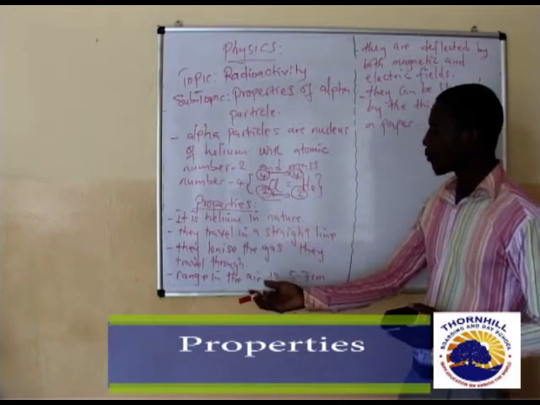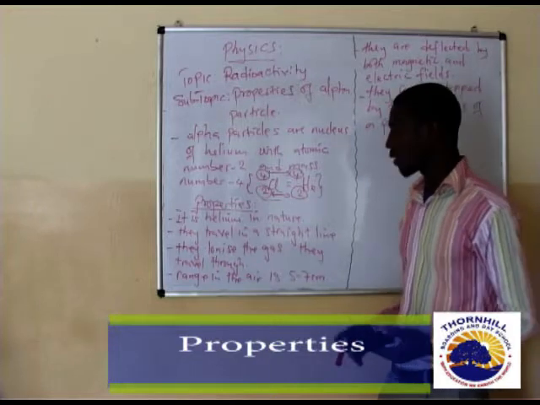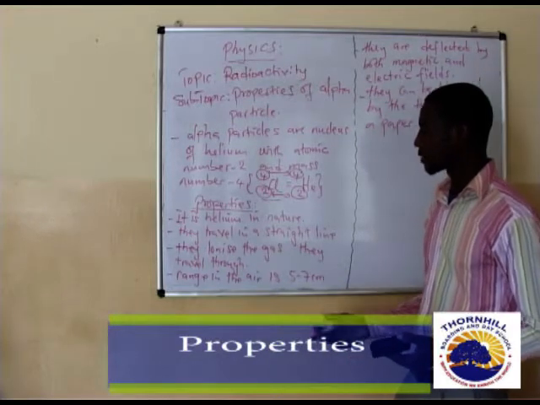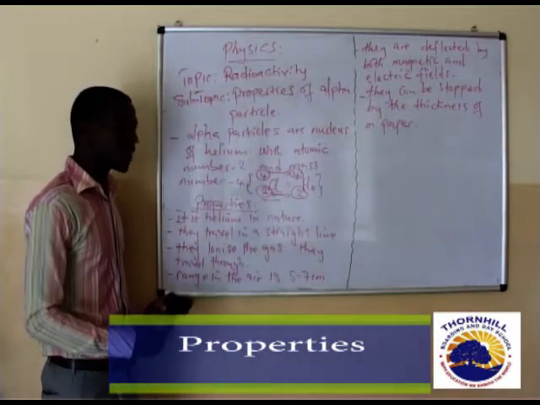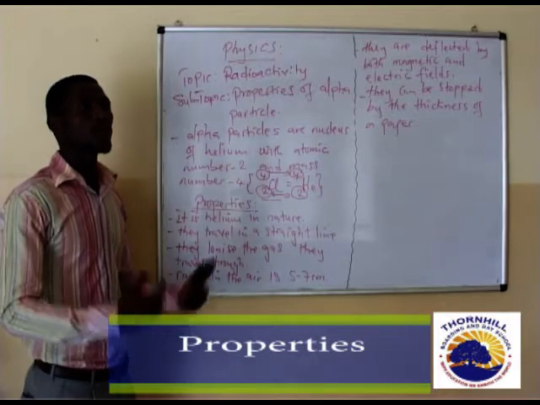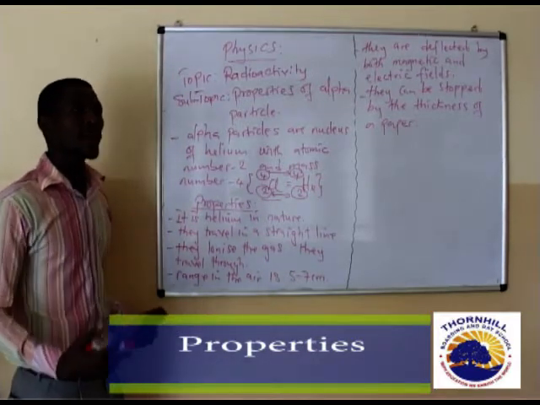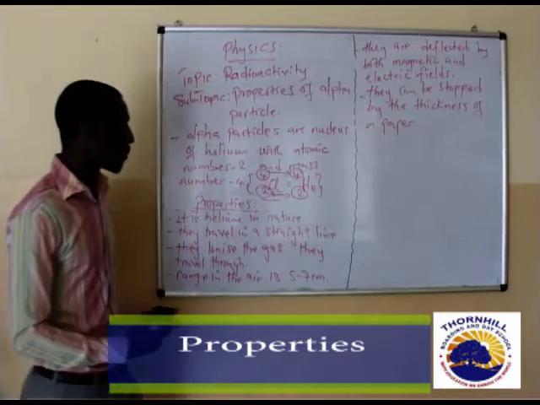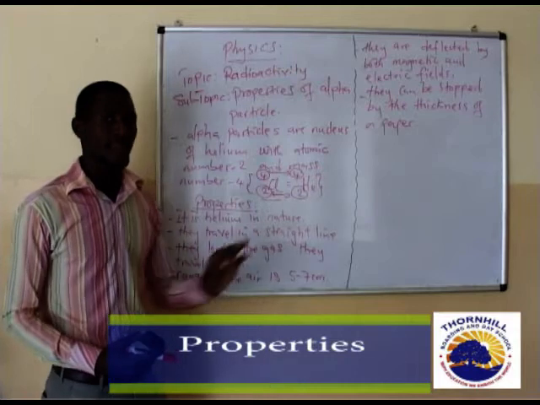The other property is that they ionize the gas they travel through. And the other property is the range of the alpha particle in the air. If you have particles of alpha emitted by a radioactive material, they are expected to cover a distance of about 5 to 7 centimeters. That is their range in the air.